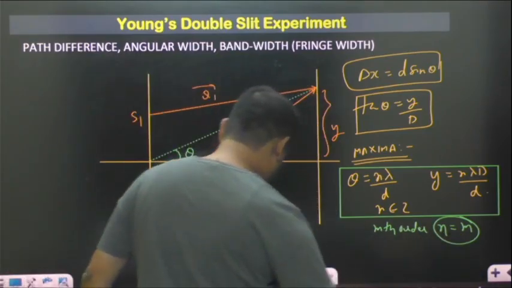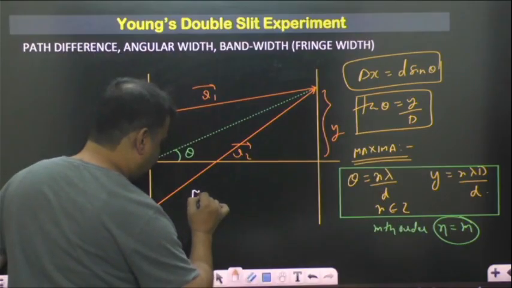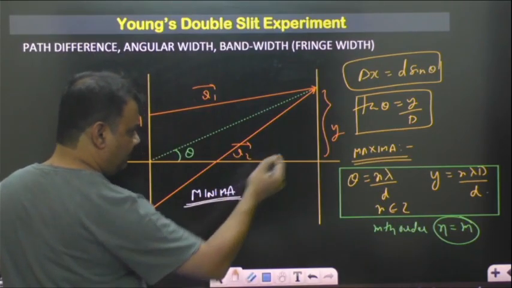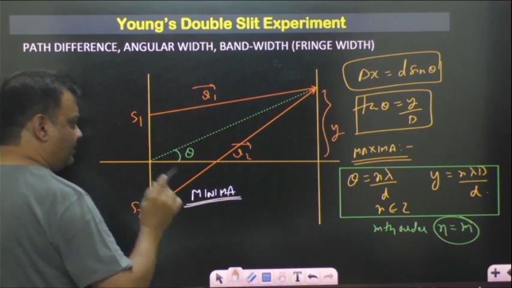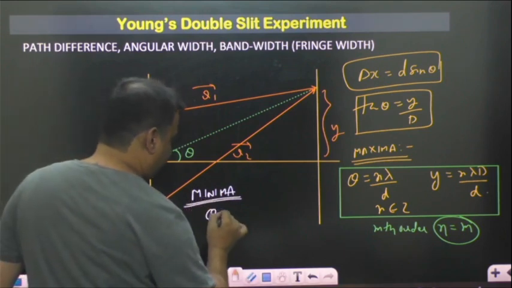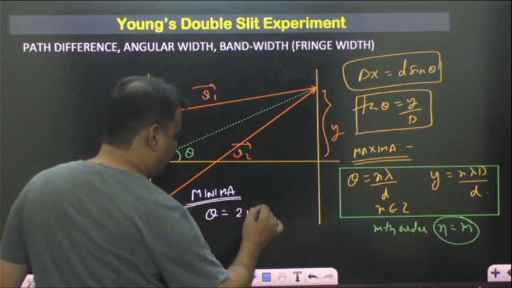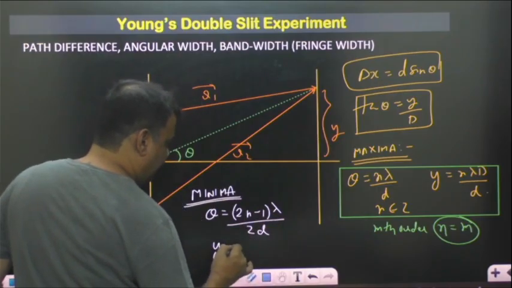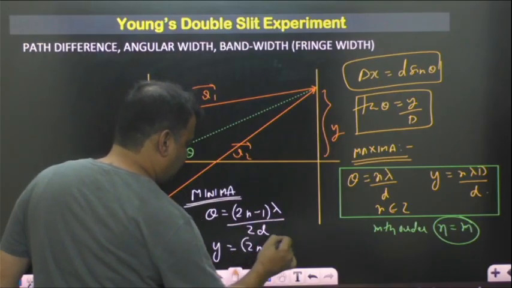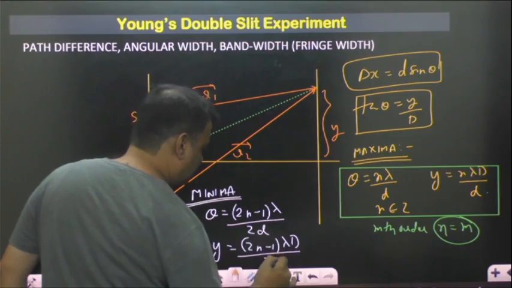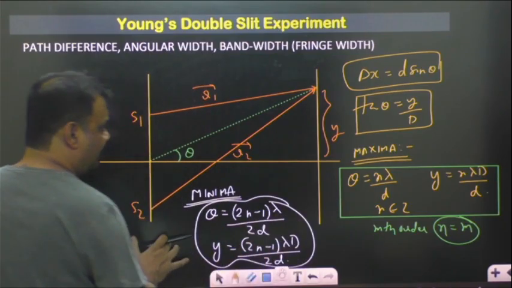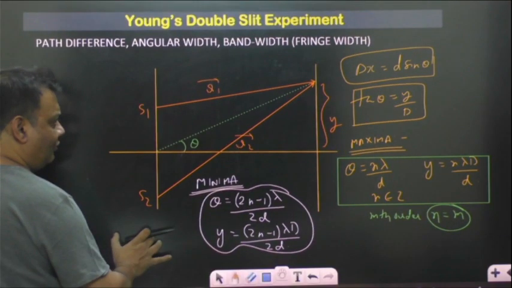For minima, or the dark, maxima is a bright fringe, minima is a dark fringe, maxima is the bright band, minima is the dark band. Theta is equal to what? 2n minus 1 lambda by 2d, and your y came to be 2n minus 1 lambda capital D by 2d. Okay, so these are the angular position and the distance of minimas.